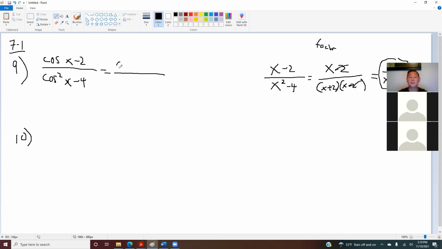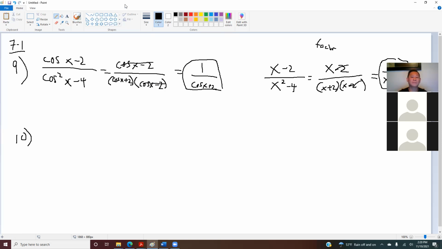So cosine x minus 2 is still the same as cosine x minus 2. So what is cosine square x minus 4? This will factor to become what? Cosine x plus 2 and cosine x minus 2. And what can you do with this? Very similar to this one, right? These two will cancel. So what are you left with? 1 over cosine x plus 2. So this is your answer for question 9.